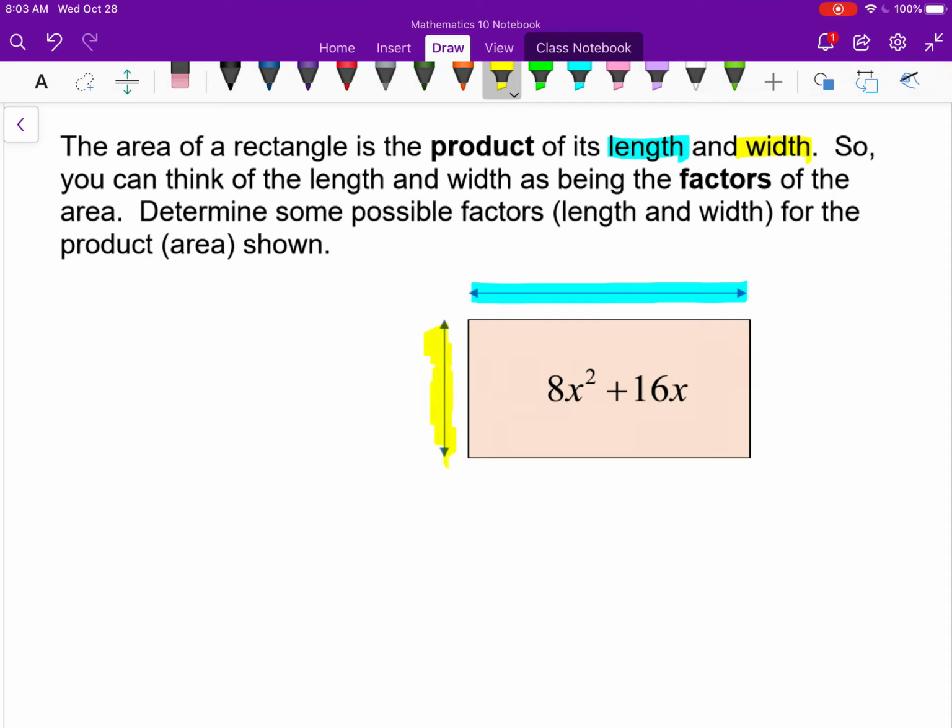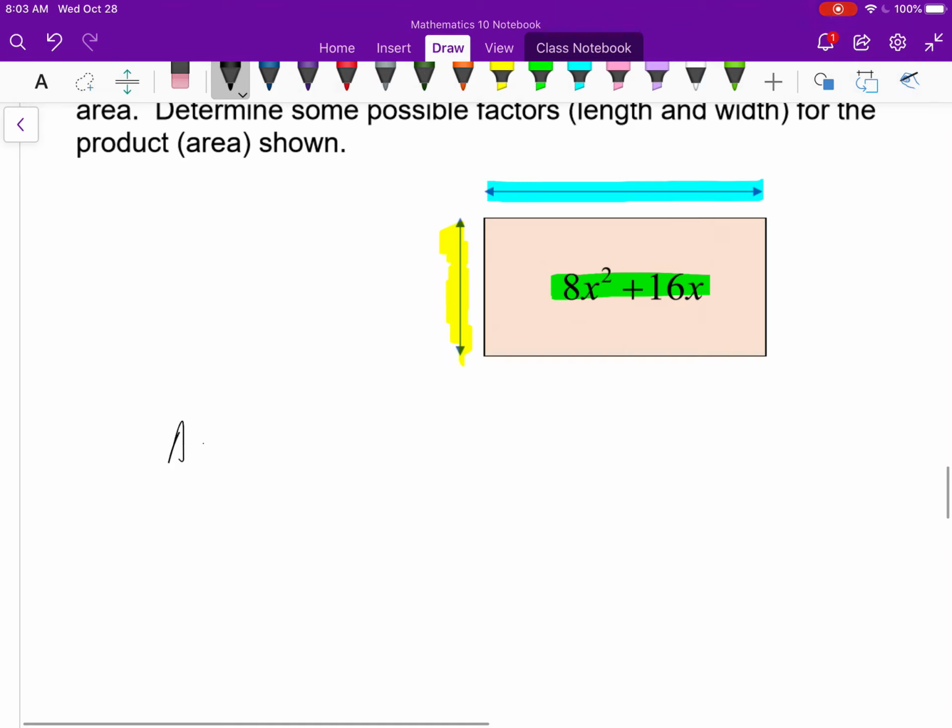So like I said, we can think of factors as being the length and the width. The area is the product. So in this case, we know a rectangle has an area of 8x squared plus 16x. What are possible examples for the length and width that create an area of 8x squared plus 16x? Well, there's countless examples. I'll list a few.